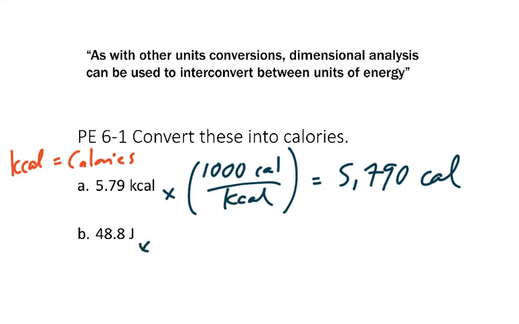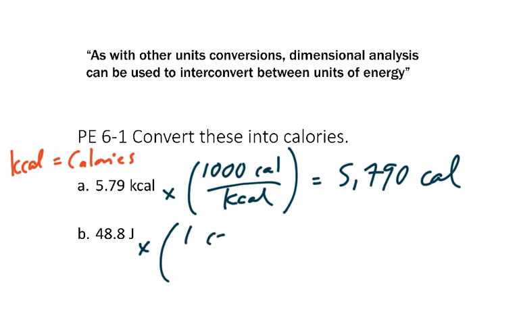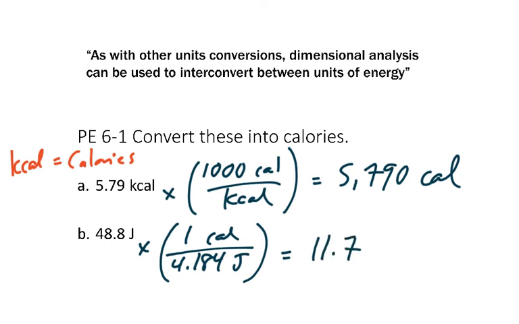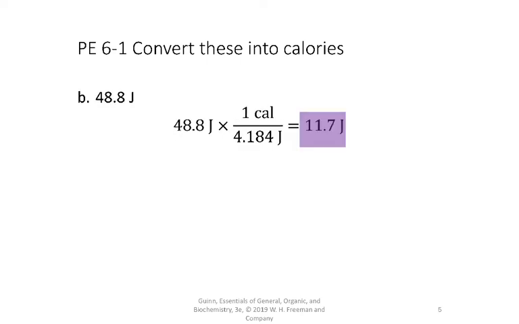And for joules, we can look up this conversion factor, and it's actually right here, right? 1 calorie is 4.184 joules. Capital J is joules. So we would end up with 11.7 joules. And here's that work again, same as what we just did.